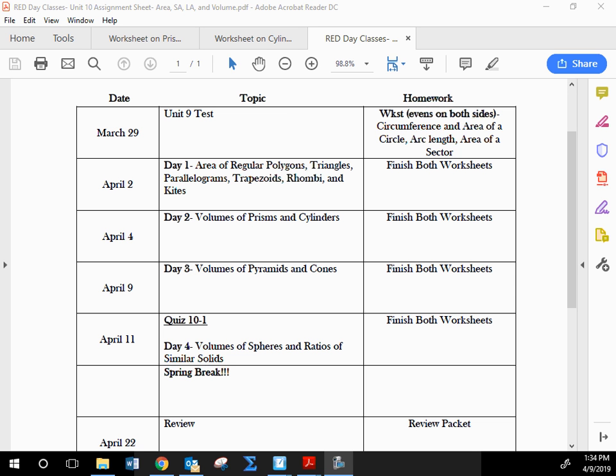For cylinder, what is the base of a cylinder? A circle. Oh, look how convenient. I have a cylinder. Our base is a circle. And our lateral area is the area around the sides. Our surface area is the total surface area, which includes then the faces.